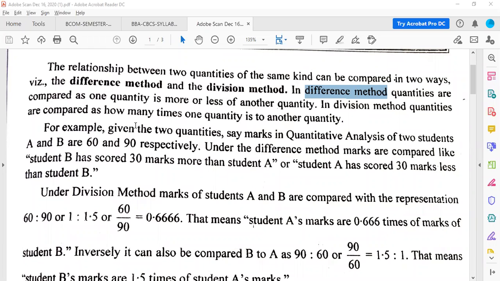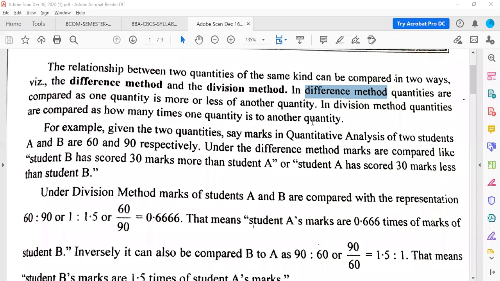So in division method, we are finding the proportion. We are trying to get the things in proportion with each other. Okay, so that will be the division method. In difference method, we will compare from one quantity to other quantity, and we will check which is more or which is less. And when it comes to the division method, we are comparing how many times one quantity is equal to the other quantity.